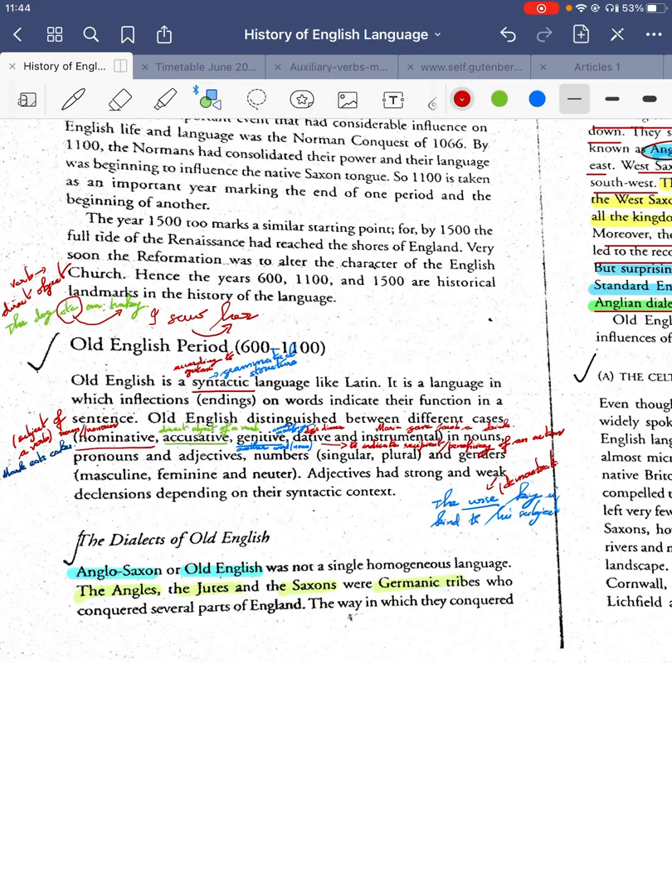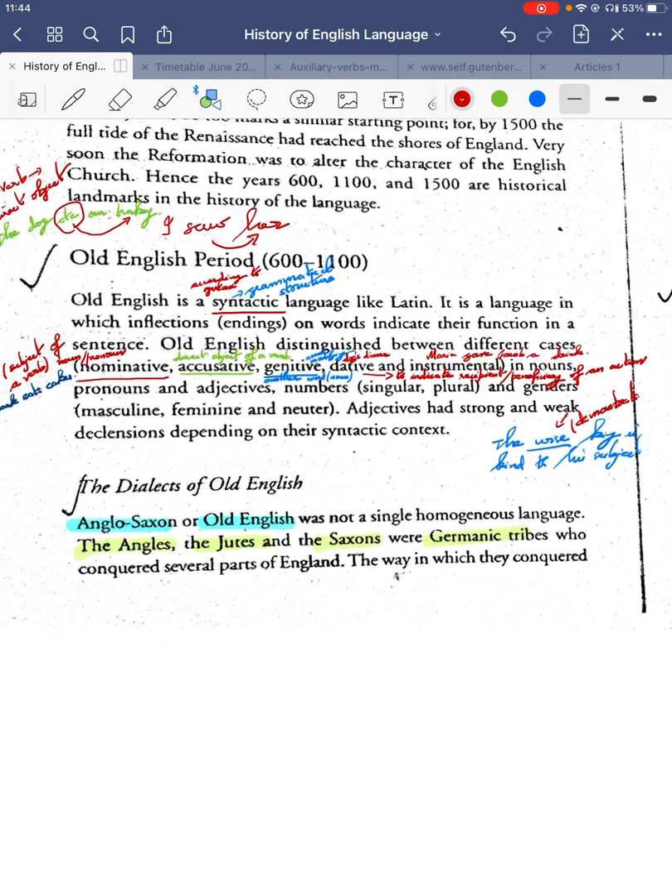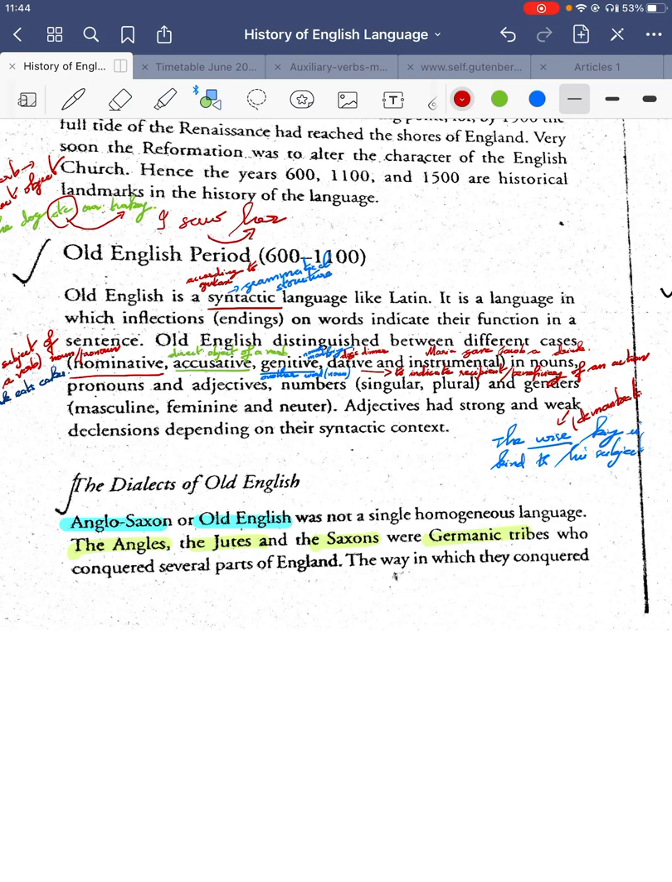Now we are going to the different dialects of the Old English period. Anglo-Saxon or Old English was not a single homogeneous language.